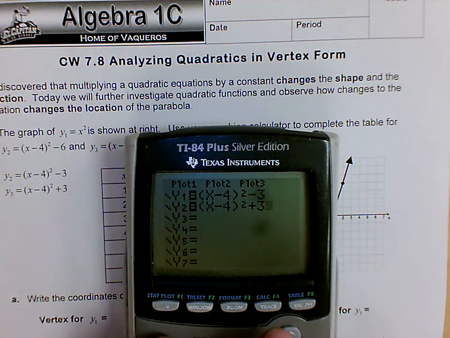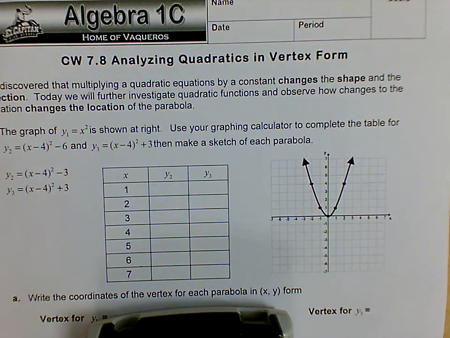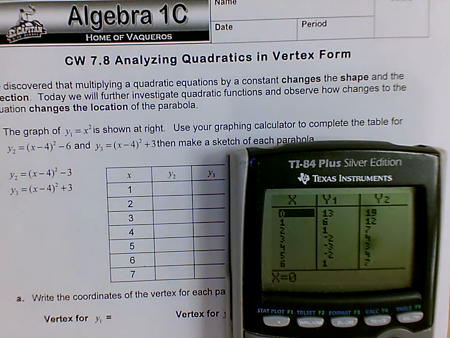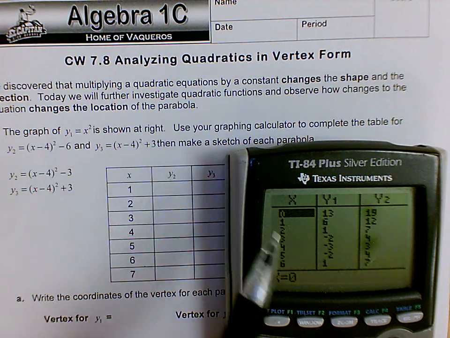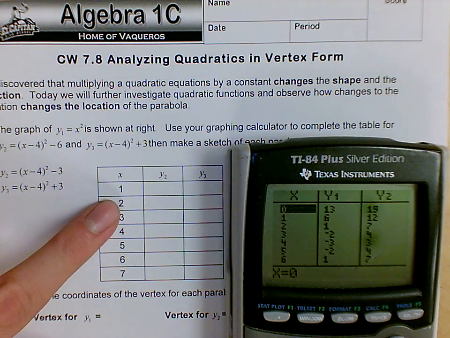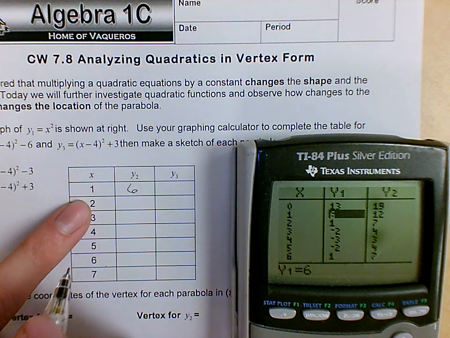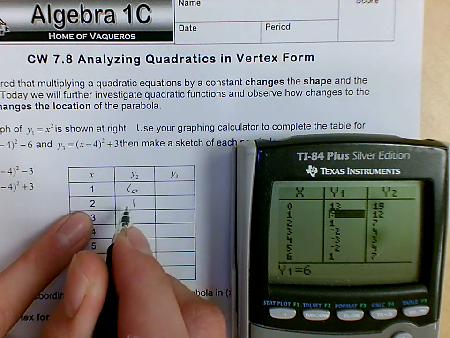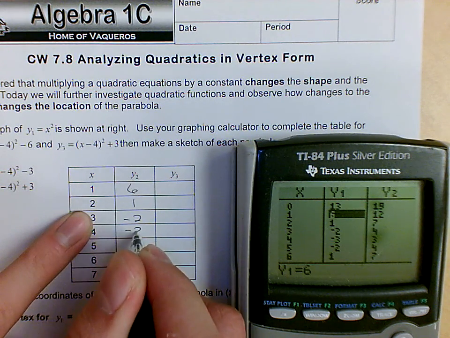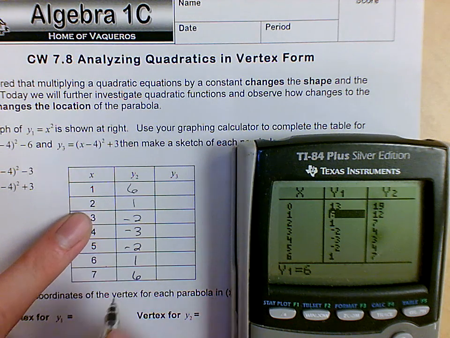Go ahead and look at the table. So we're going to do second graph. Okay, we've got our table. And notice now we have our y1 and our y2. Right, so remember we put in that y2, we put that in our y1. So sorry, that's probably confusing. So for number 1, if we look at our value of 1, we're going to get 6 for the first one. And then 1, -2, -3, -2, 1, and 6.